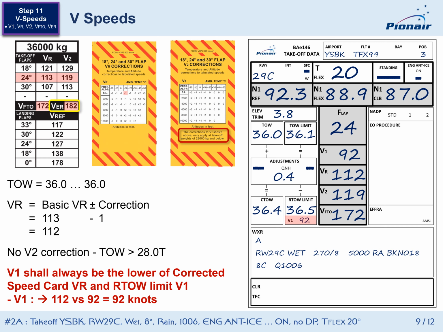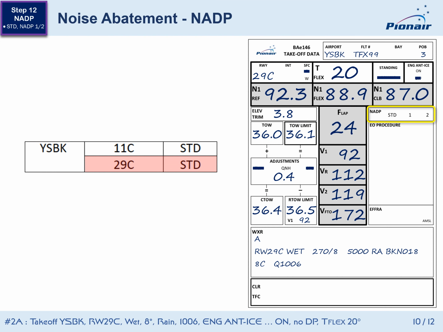Let's head towards the finish line. Step 12, noise abatement. While the source document for noise abatement is our JEP charts, Pioneer have published a quick reference noise abatement list at the beginning of the rack manual. This list conforms to any specific noise abatement departure procedure dictated by the airport authority, as well as Pioneer's SOP preference for NADP2 when noise abatement is required, but no specific procedure is specified. As always, indicate on the card the requirement.